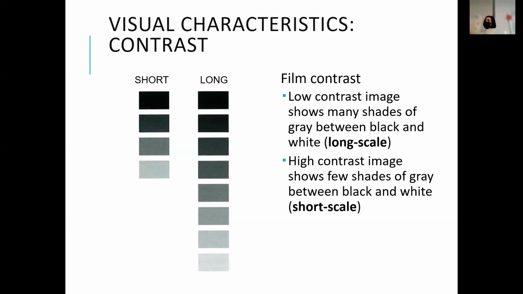So low contrast images show many shades of gray between the black and the white, and we call it a long scale. High contrast images show very few shades of gray between the black and the white, and then we call that a short scale.